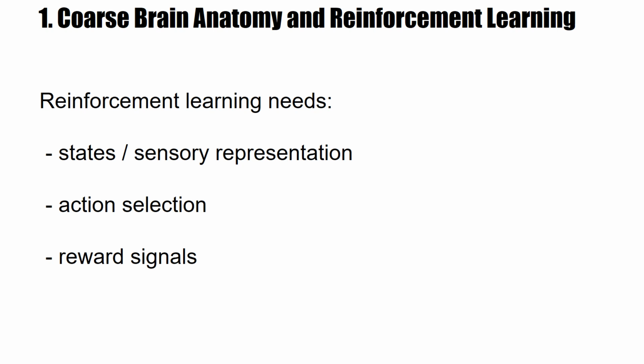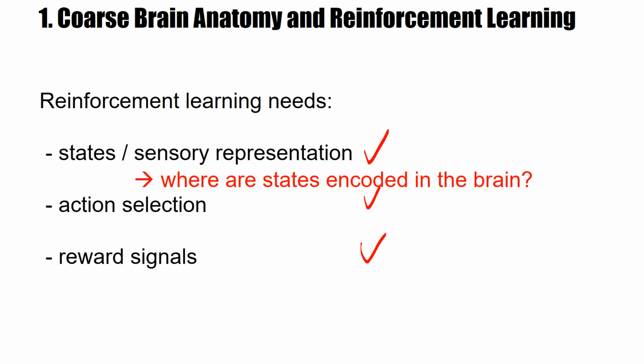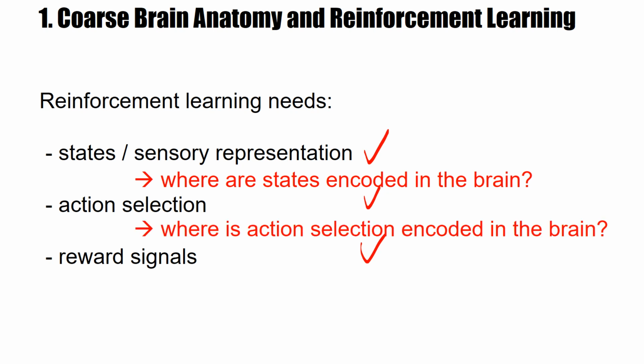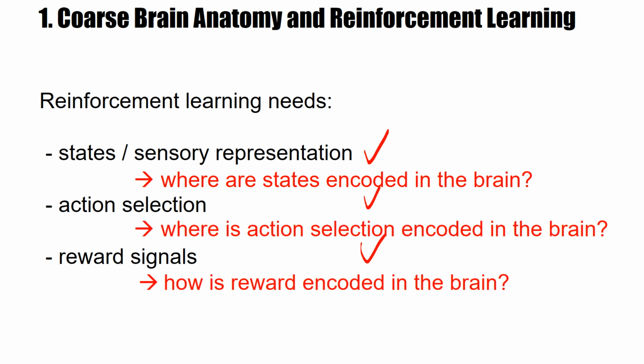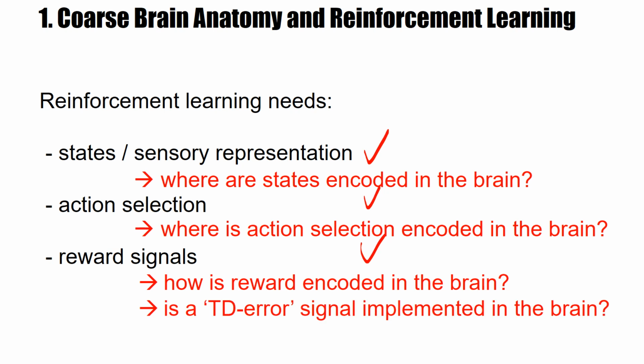Overall, reinforcement learning needs a representation of states, a representation of action and a way to select action, and it needs reward signals. So, where are states encoded in the brain? Where is action selection encoded in the brain? How is reward encoded in the brain? These are questions which we'll address shortly.